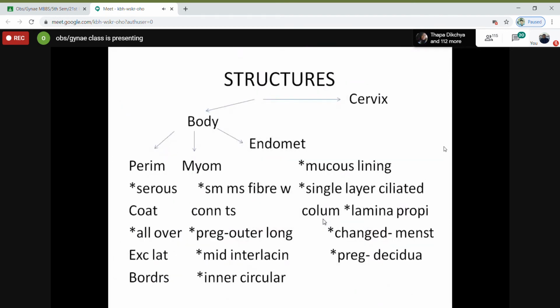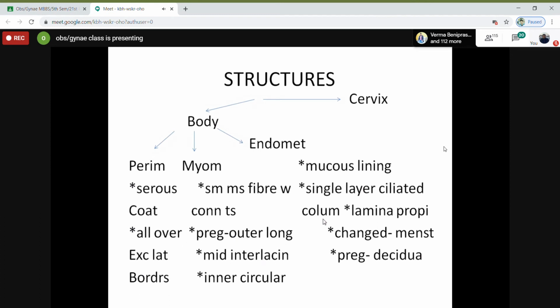So what is there in the body and the cervix of the uterus? The inner structure. In the body you have a perimetrium, you have a myometrium, and you have an endometrium. So 3 layers. Perimetrium is what? It is the serous coat which is present all around, all over the uterus. So it's all over except at the lateral borders.